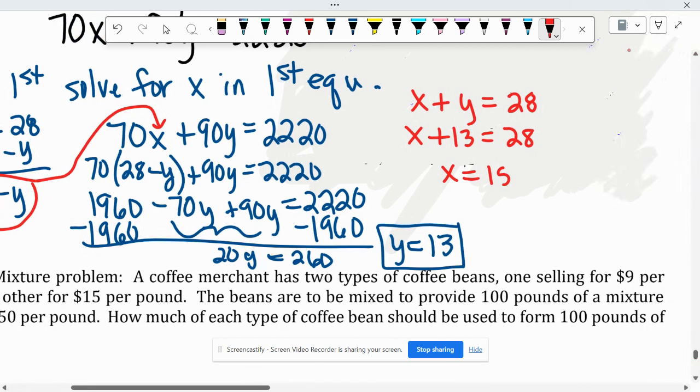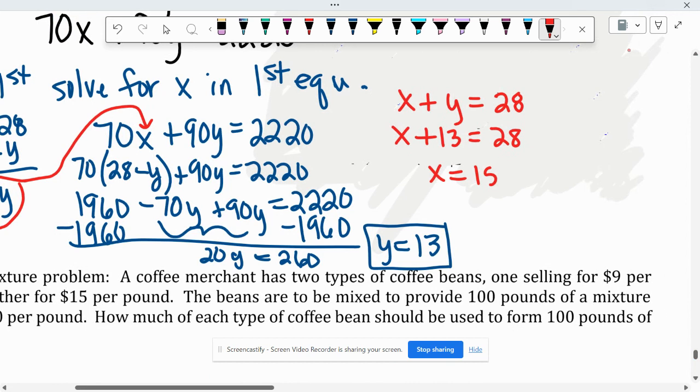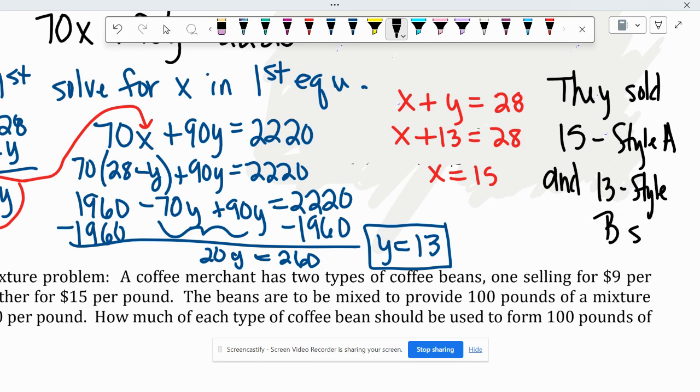This is a word problem, and with a word problem, you need to give a word answer. So I'm just going to say they sold 15 style A and 13 style B shoes.